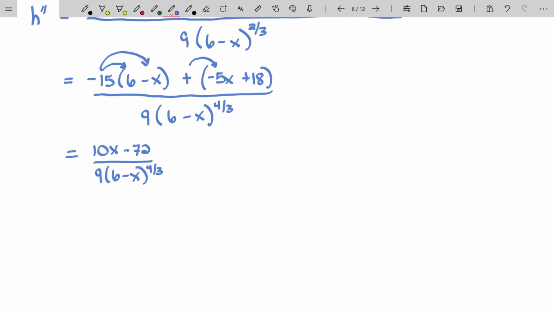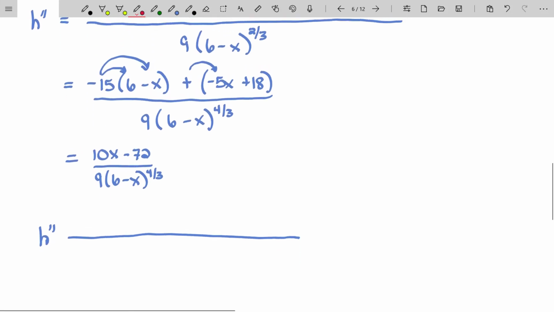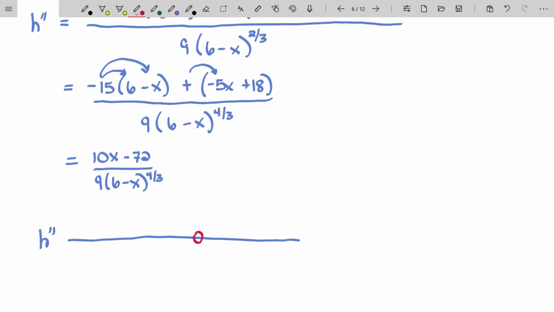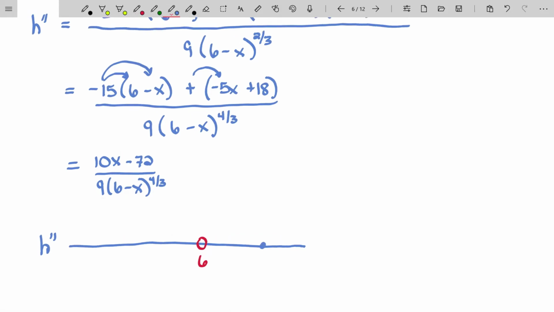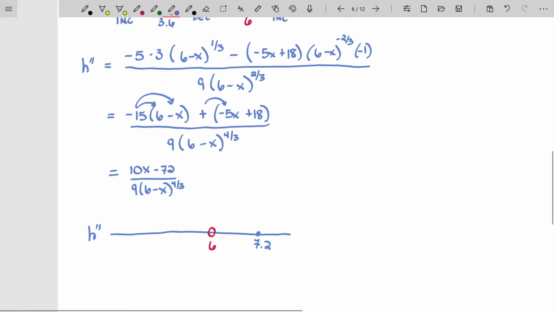I happen to know that the second derivative doesn't exist at 6, just like the previous derivative. By the way, once a derivative doesn't exist, all future derivatives will not exist at that point either. And then let's see, the numerator is 0 at 7.2, or in other words, when x is equal to 72 over 10, but it's 7.2. So I'll just put that in here, 7.2. And that's it.